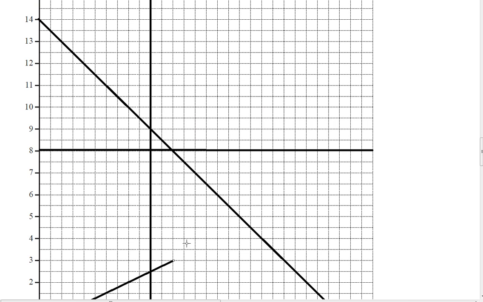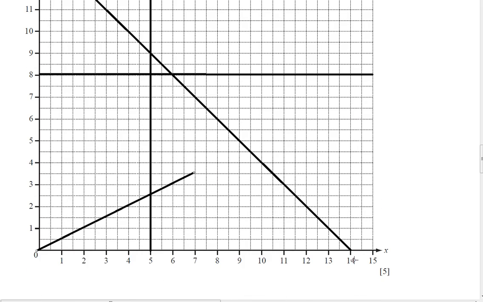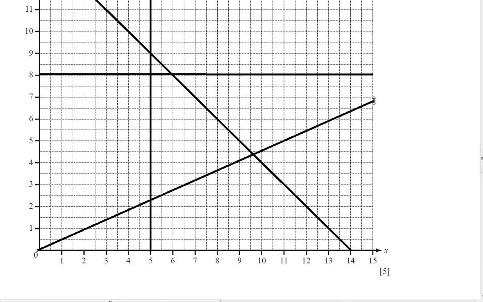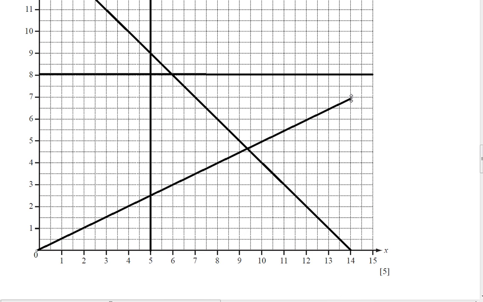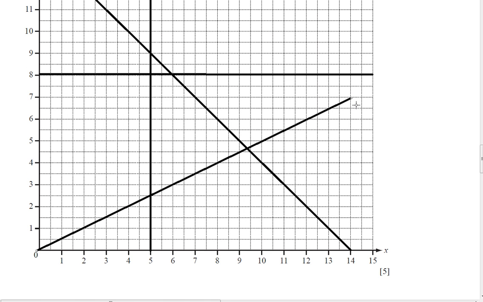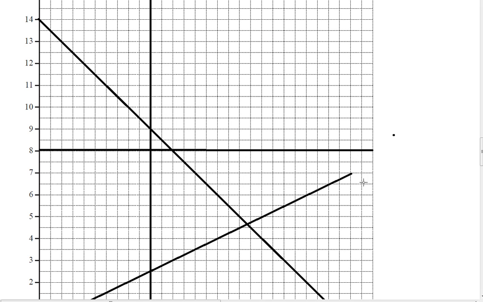Okay, cool. I don't want to get this line wrong, so I'm going to make X equal to 14, which means Y is going to be 7. X is 14, Y is 7. So that means it's going to be something like that. And I'll just add on another line, just so I don't move it.